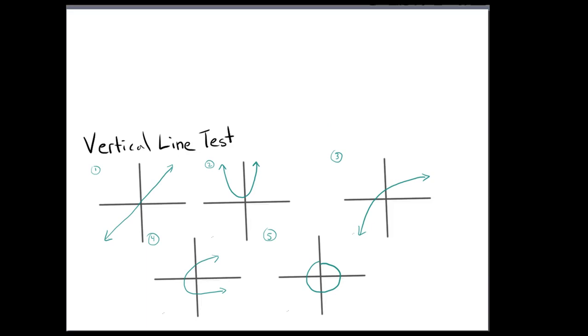Now, one of the main things about looking at the graph of a function is we can determine if something is a function using what's called the vertical line test.